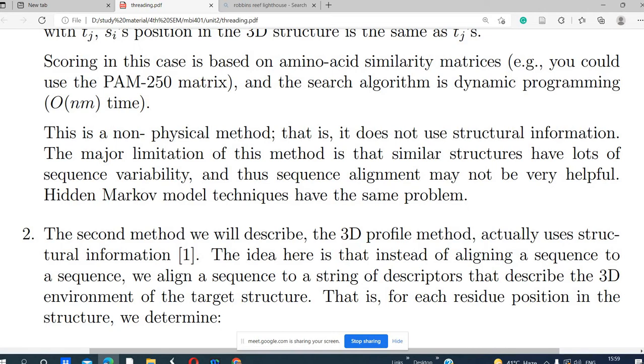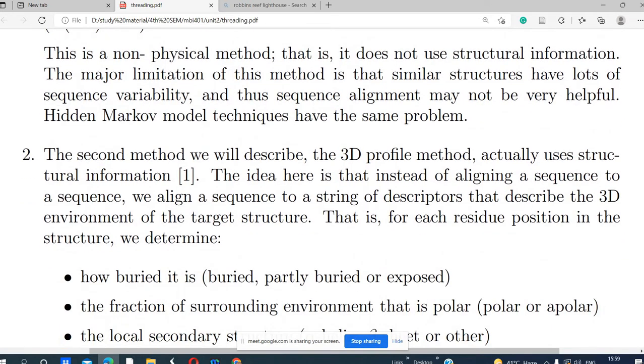So this is the non-physical method. It doesn't use structure information. The major limitation of this method is that similar structures have lots of sequence variability. The basic idea behind this method is that similar structures have different sequences, meaning different sequences share the same structure. This is the logic behind this method.